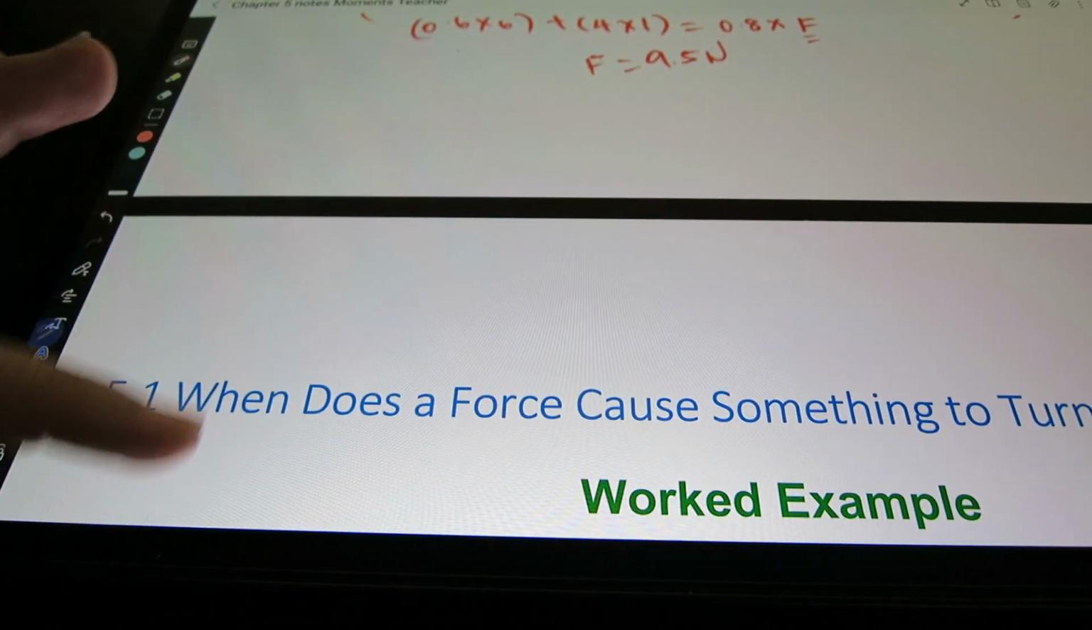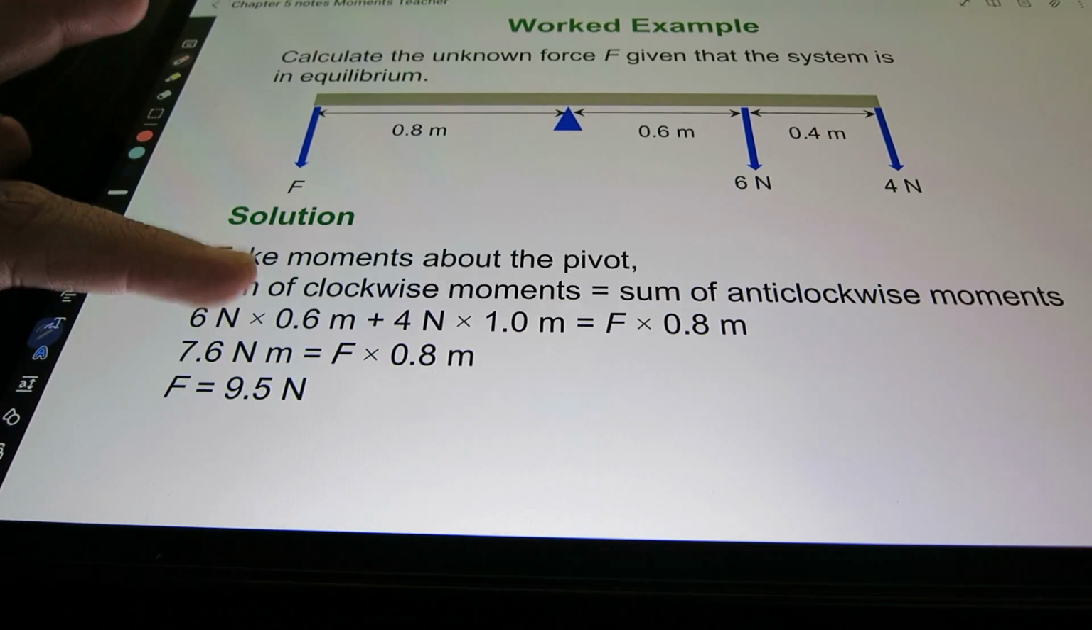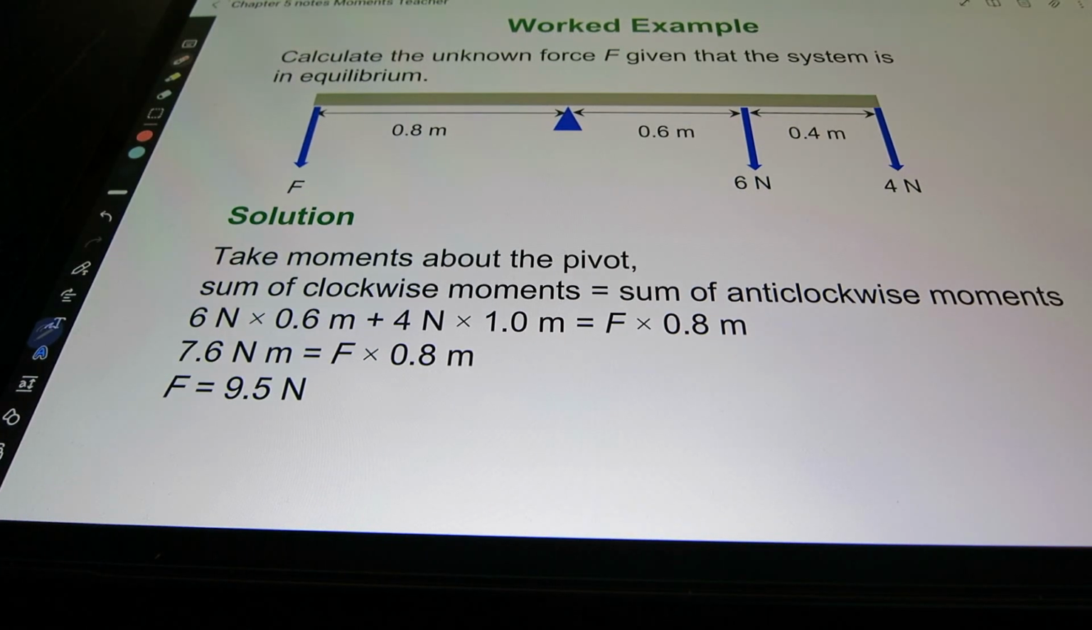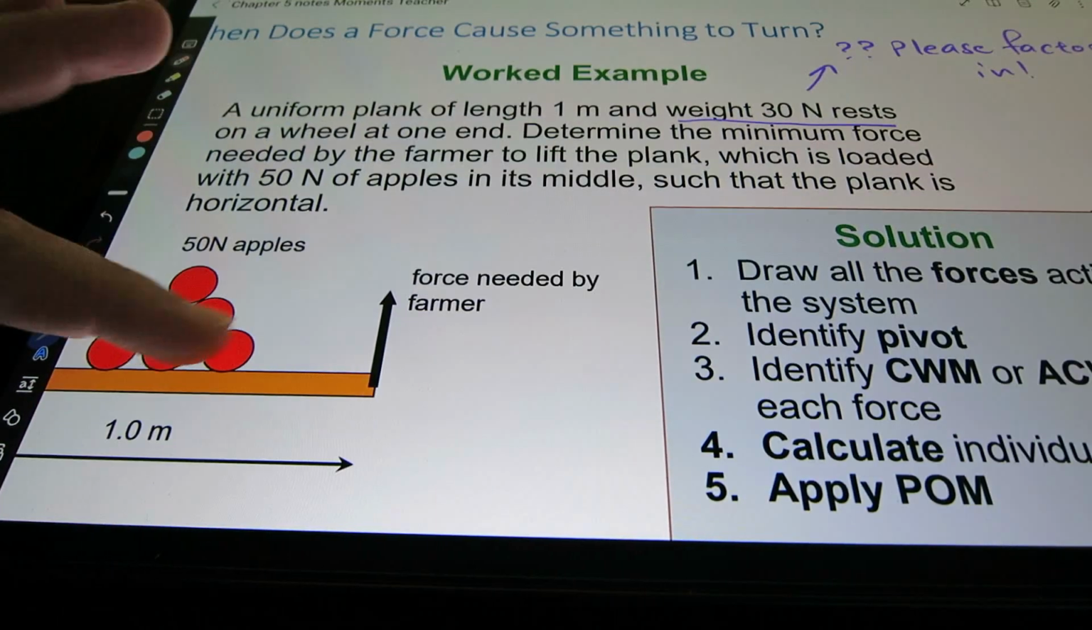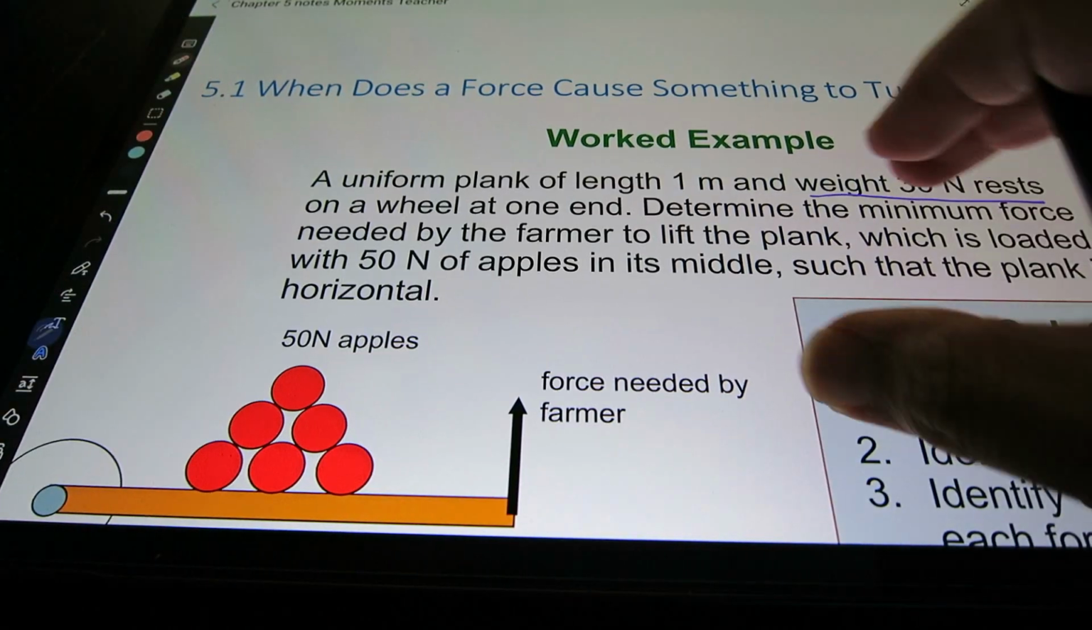Right, so I'm just going to move that question down so you can have a look at the answer. You can pause if you need to have a look at the solutions, but that's the solution that I worked out. Now, what about this question?